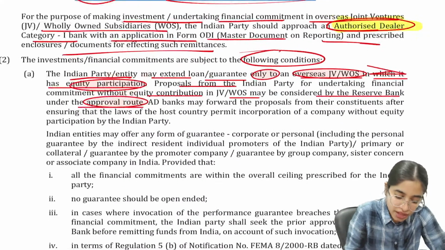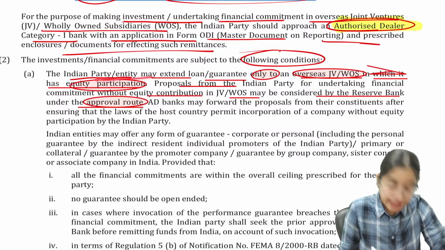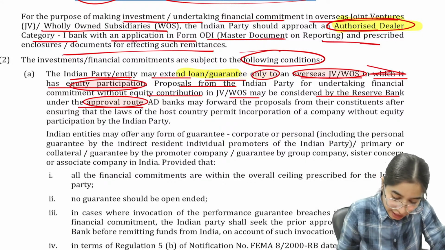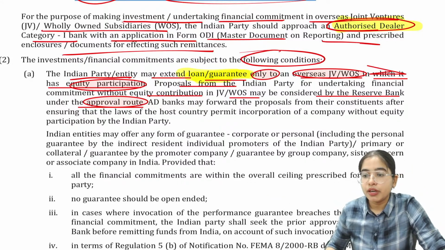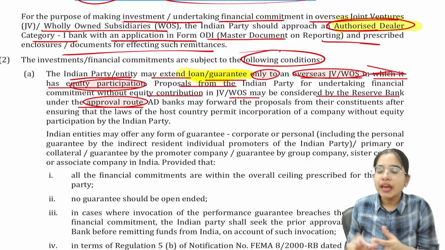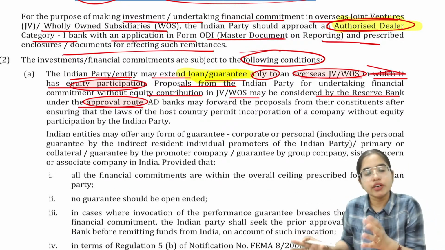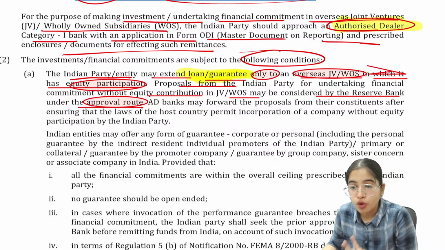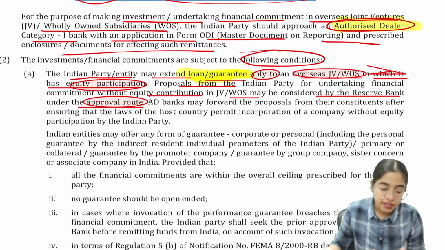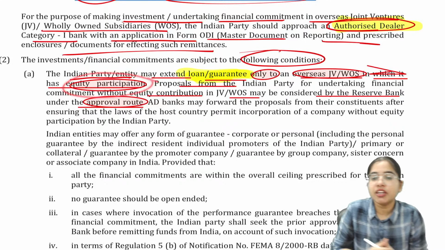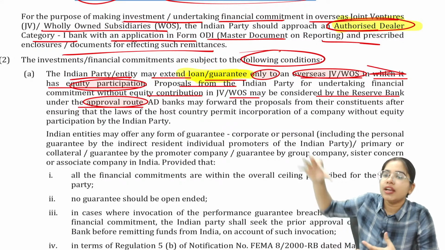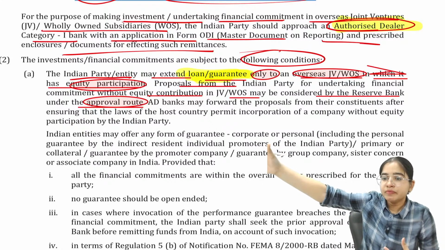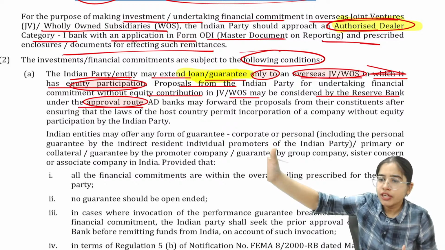Number one condition is, if the Indian party is giving loan or guarantee, which means that you are making financial commitment abroad in the form of debt. See, ODI can be in both forms, equity also, debt also. So, if you are making investment outside India in the form of loan, in the form of debt, then there must be equity participation in that, which means that if you are holding, let's say there is a foreign joint venture company, you want to give loan to that outside joint venture company.